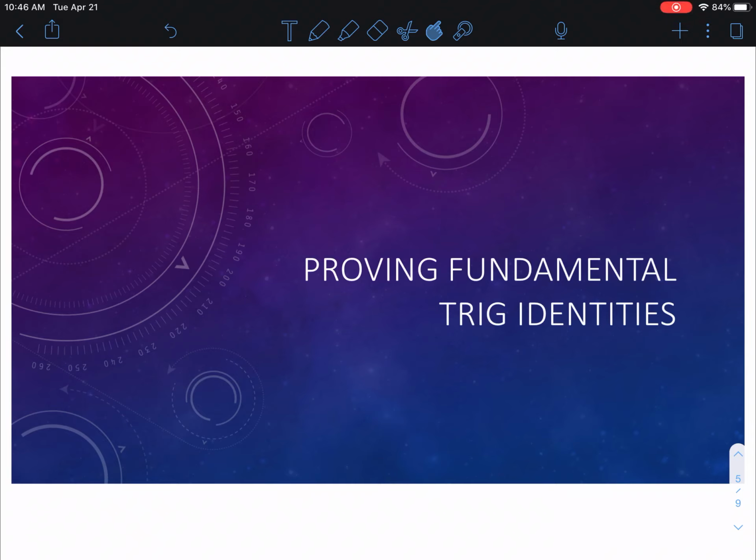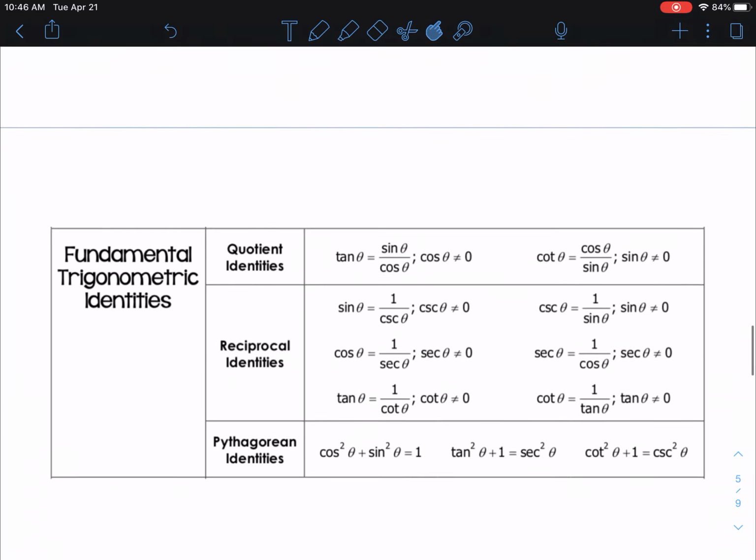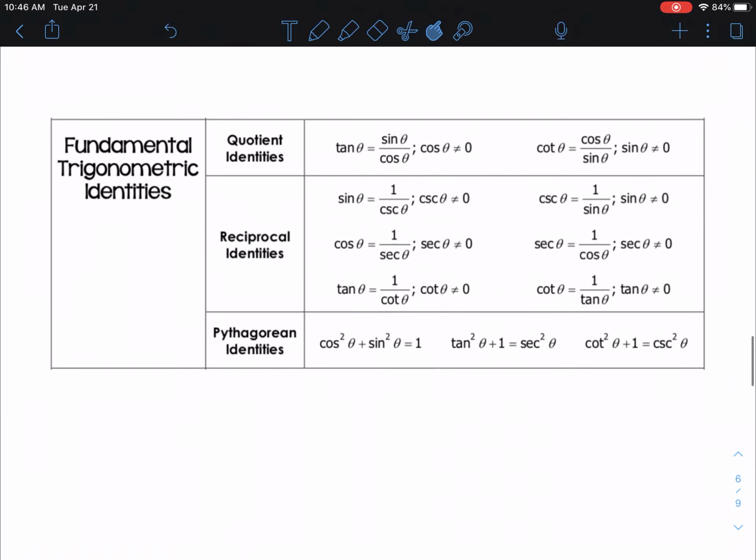All right, so in this lesson we're going to talk about how to prove our fundamental trig identities, and this can be a bit challenging. So really what you want to look at is figure out what you can do using this chart here. We'll reference this throughout this video and actually really this unit. And I'll put this on your assignment so you have it as a quick reference.